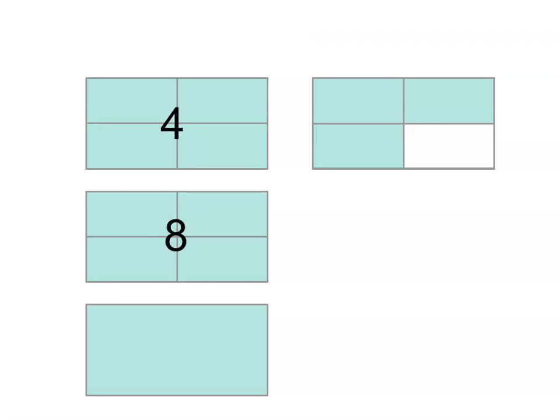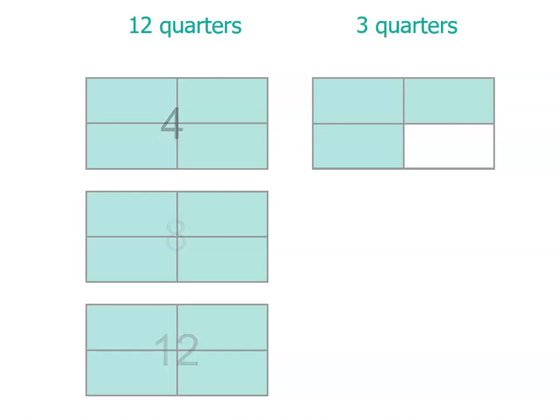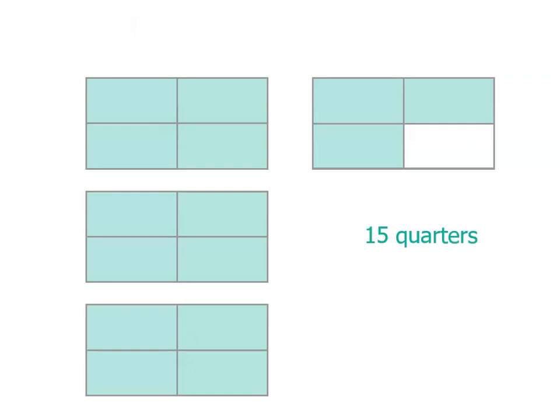Another 4/4 means there's 8/4, and another 4/4 means we've got 12/4 altogether, instead of thinking of it as 3 wholes. And then we've got 3/4. 12 plus 3 is 15, so we've actually got 15/4. So as a fraction, our denominator is 4 and our numerator is 15. So it's improper because the numerator is bigger than the denominator, but it's the same as 3 3/4. It's just written a different way.